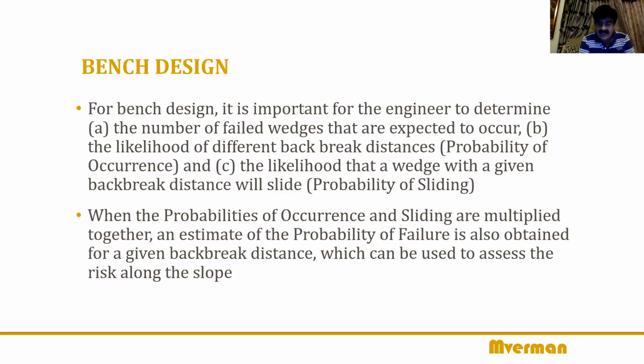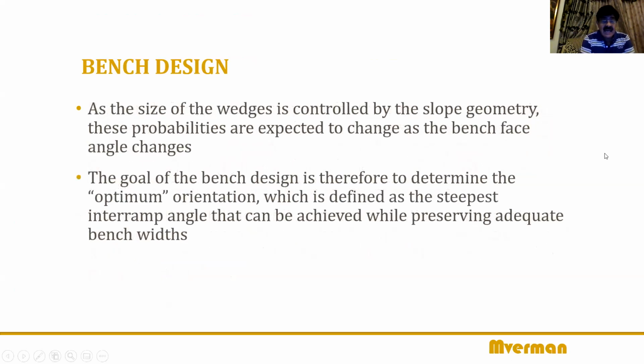Okay, so let's go forward, and now the size of the wedges, which will affect the back break distance. Size of the wedges is controlled by the slope geometry. You know from the rock plane and the planar failure that depending on slope geometry, the cut slope height, the angle, etc., that would determine the size of wedges. Remember the size of wedges we used to form?